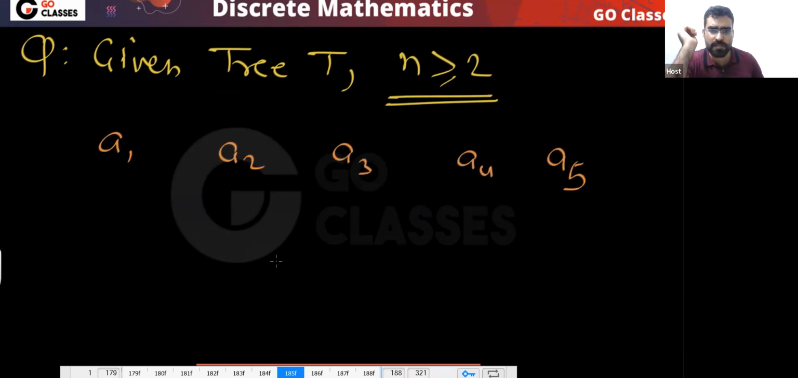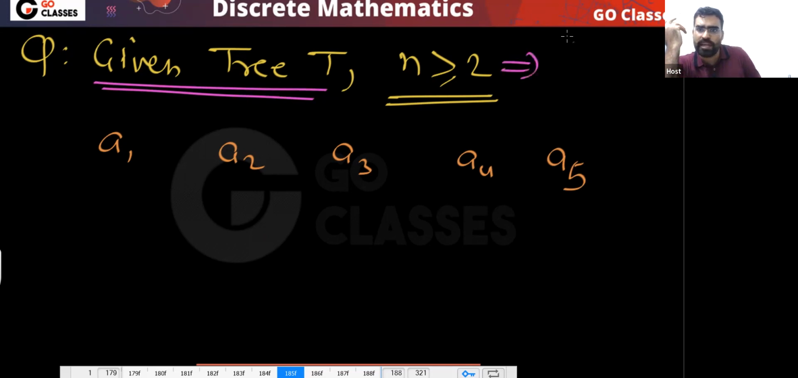These are the vertices. For contradiction, we are assuming that we don't have two leaves. The statement is: prove that at least two leaves you have. Prove that at least two vertices have degree 1. Okay, at least two vertices have degree 1. This was the proof. This was the idea. You can just check it.